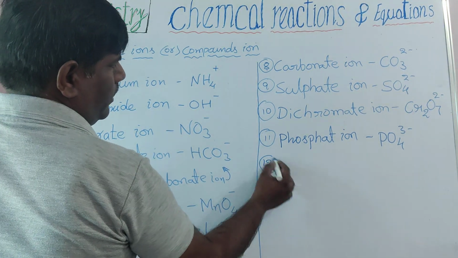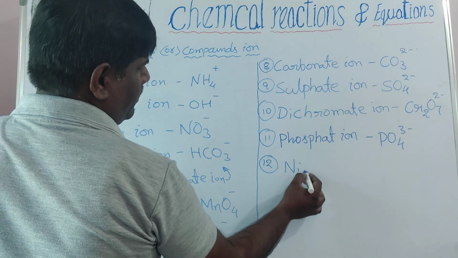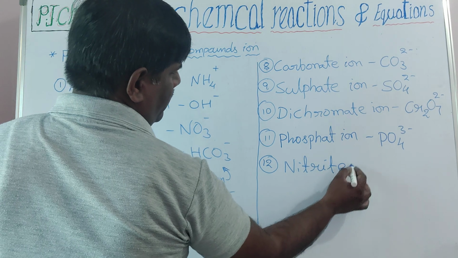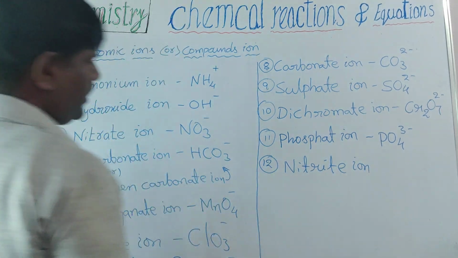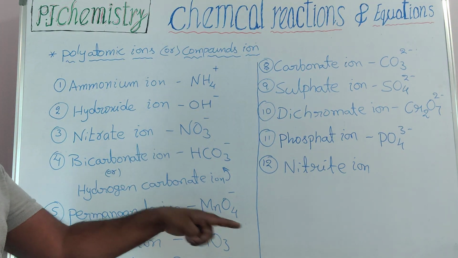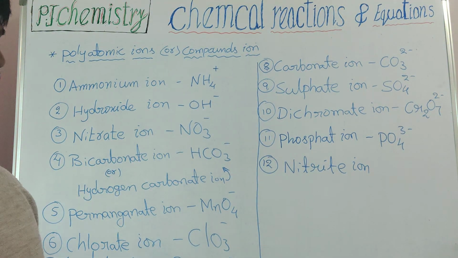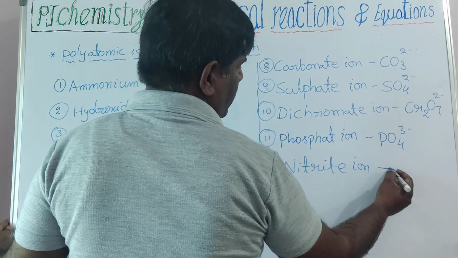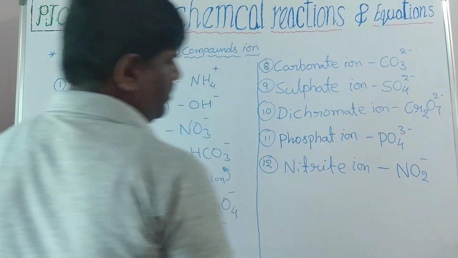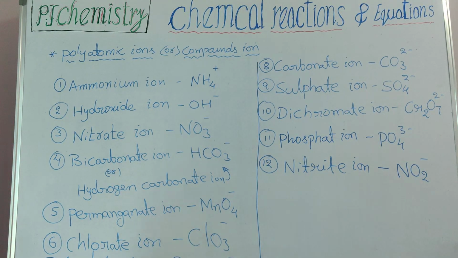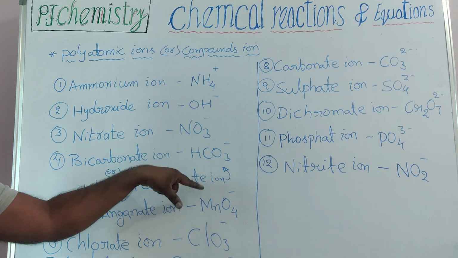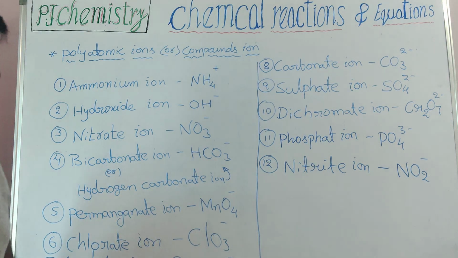12th ion, nitrite ion. It is also important. When we decompose potassium nitrate, nitrite will form. At that time, we should use this formula, nitrite ion, NO2 minus. Here we discussed nitrate ion, NO3 minus. One oxygen less, that is nitrite ion.